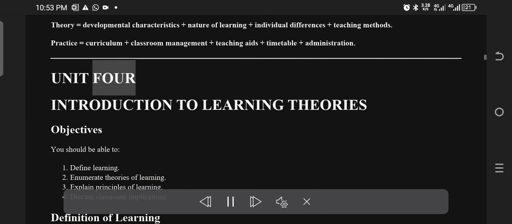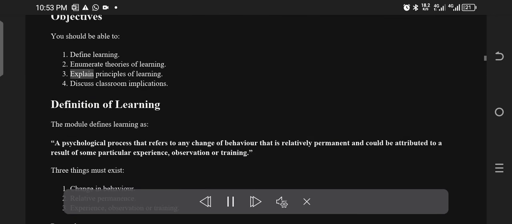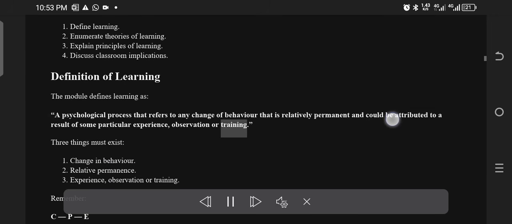Unit 4. Introduction to Learning Theories. Objectives. You should be able to define learning, enumerate theories of learning, explain principles of learning, discuss classroom implications. Definition of learning. The module defines learning as a psychological process that refers to any change of behavior that is relatively permanent and could be attributed to a result of some particular experience, observation, or training.